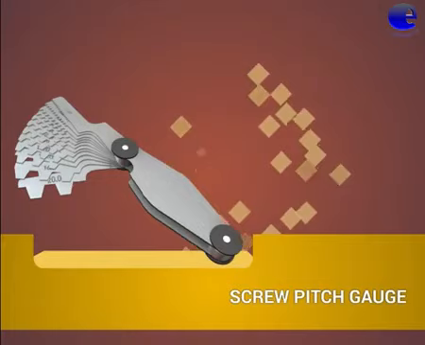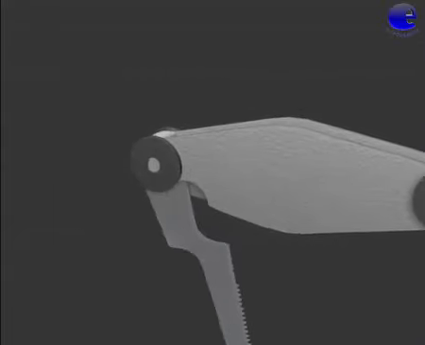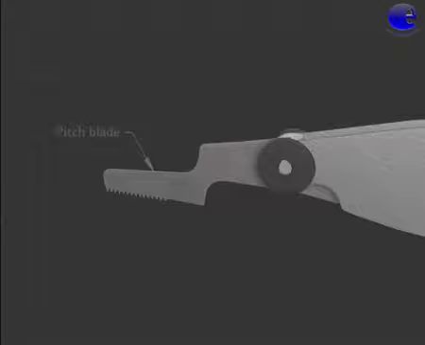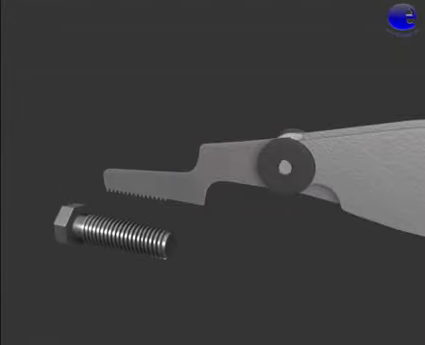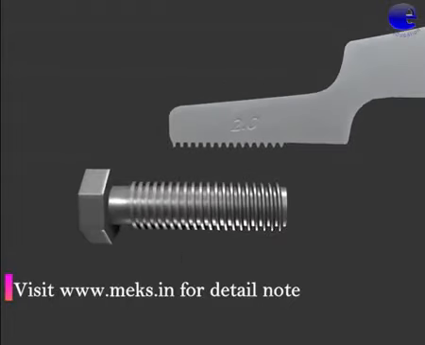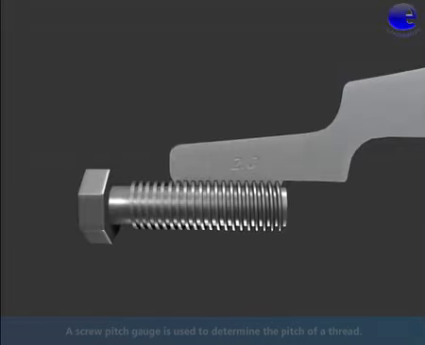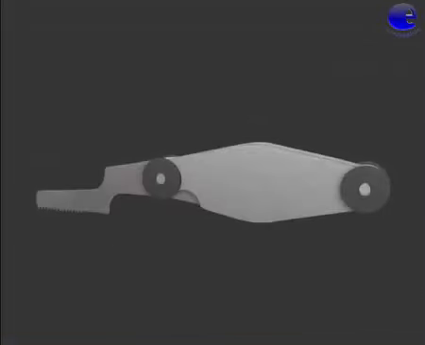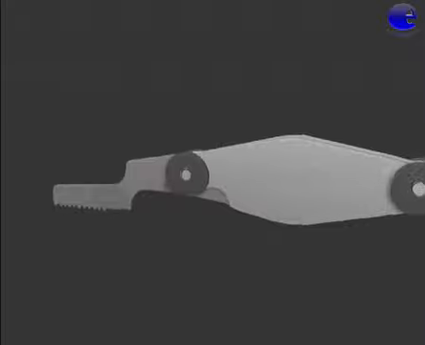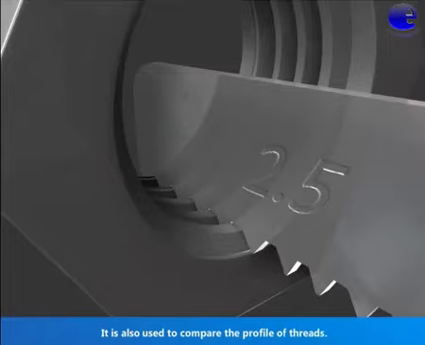Screw pitch gauge. Let us see a 3D model of a screw pitch gauge. Pitch blade. A screw pitch gauge is used to determine the pitch of a thread. It is also used to compare the profile of threads.